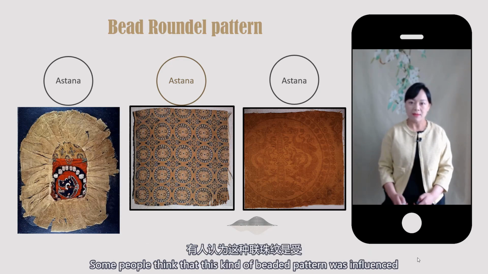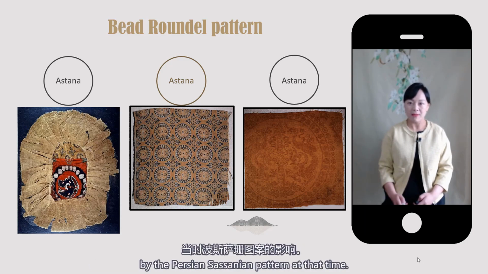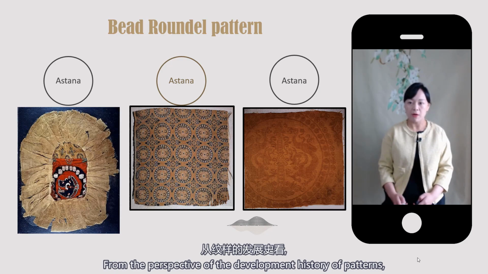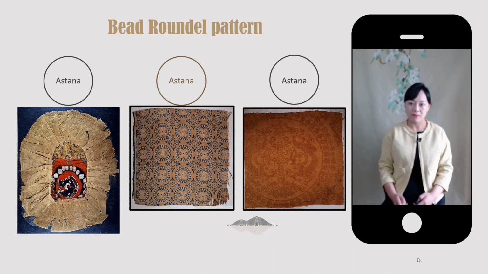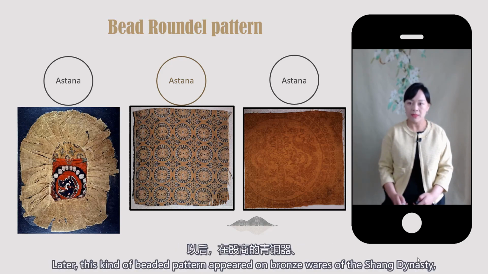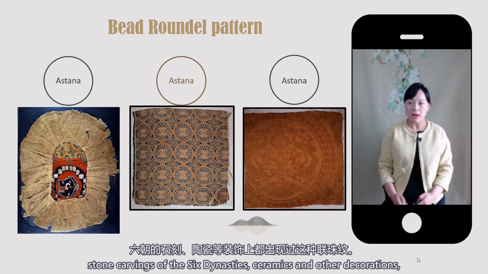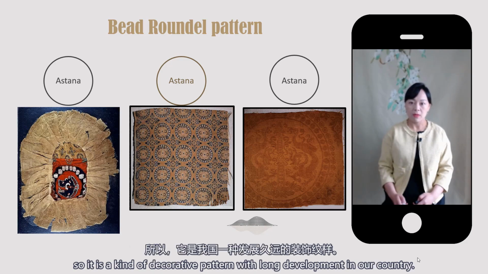Some people think that this kind of beaded pattern was influenced by the Persian pattern at that time. From the perspective of the development history of patterns, China saw the budding of bead patterns in painted pottery in primitive times. Later, this kind of beaded pattern appeared on bronze wares of the Shang Dynasty, stone carvings of the Six Dynasties, ceramics, and other objects. So, it is a decorative pattern with a long development in our country.